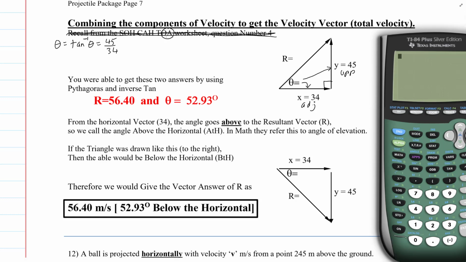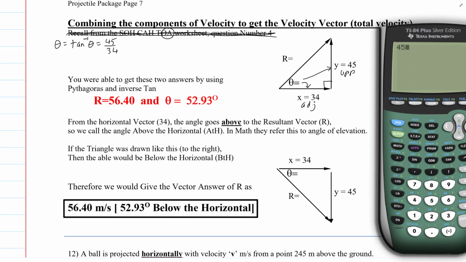So how do you do that on a calculator? 45 divided by 34 is this number, and we want to take the inverse tan of that. We could do it in one step this way: second function, inverse tan, that's tan to the negative 1. Now I can type in that number or just do 45 divided by 34, close the bracket, boom. We get 52.93 degrees. Yay, we can do that now. That's a good refresher of Math 10.